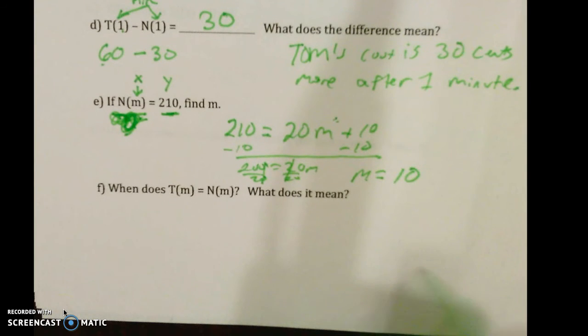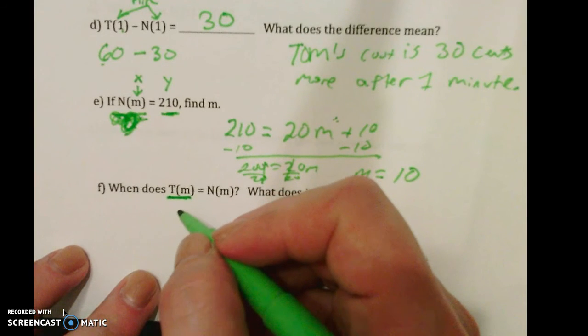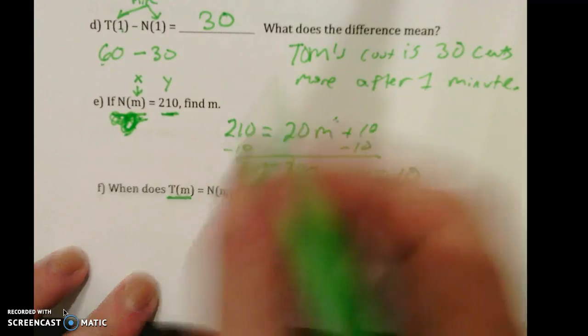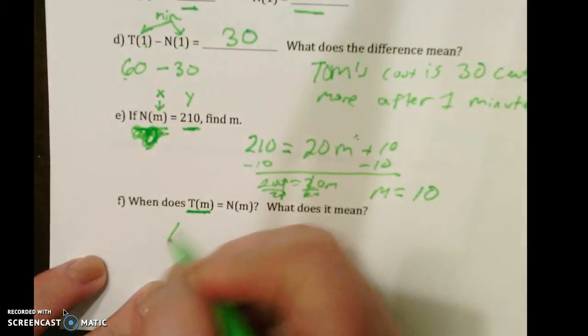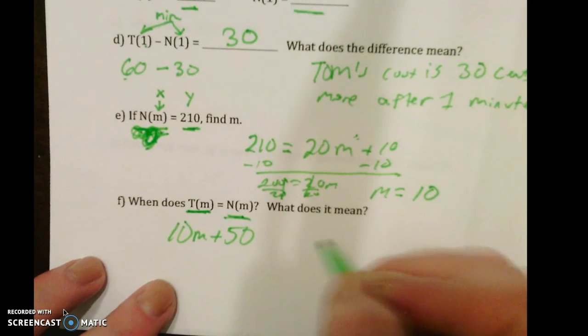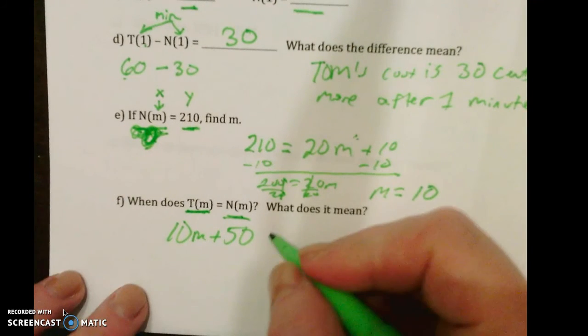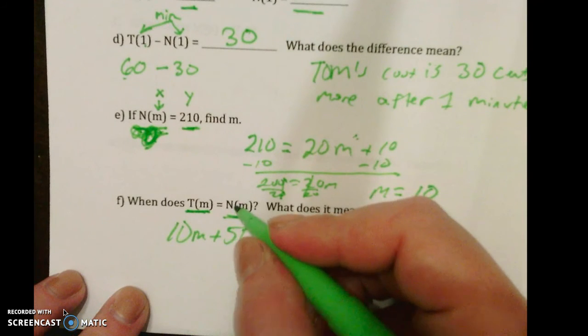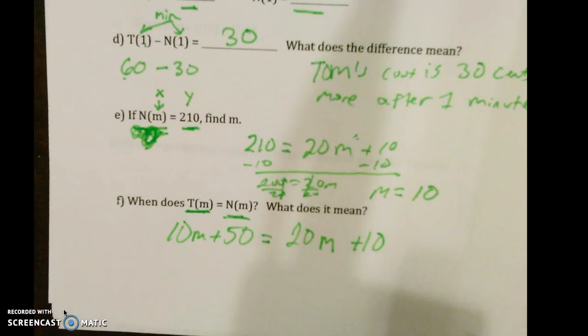Let's use substitution to solve. T of m is what? 10m plus 50. So now you answer, what's the rest of this, what's this whole thing going to look like, multiple choice? N of m is 20m plus 10. What is this? Let's solve.